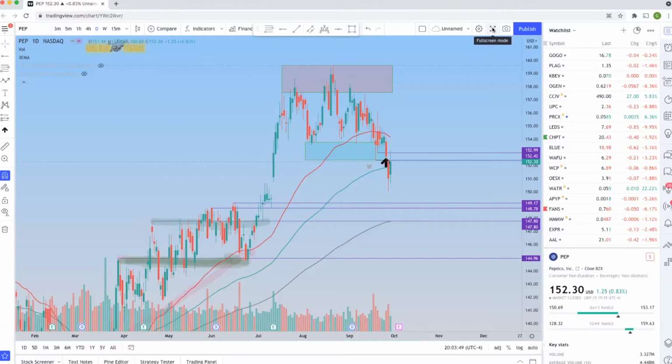Today, it's going to be rather a short session. I just wanted to do it because I got many questions about the volume profile and the point of control.